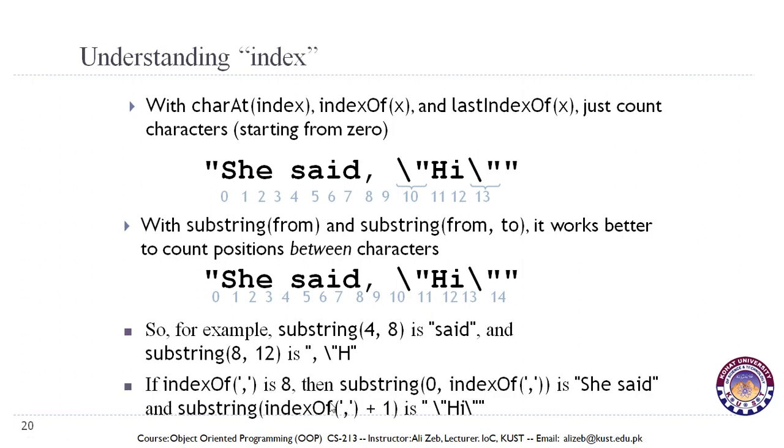If index of this comma is 8, then substring 0 to index of 8 is "she said", and substring index of the comma plus 1 is "high". So, for example, if we want to return from position 1 next to this one, you can pass on the character, and then you can add a 1 to it, or any number of points that you want to go ahead from that point, and you can use this as an index to this substring, and it will return that part of the string to us.